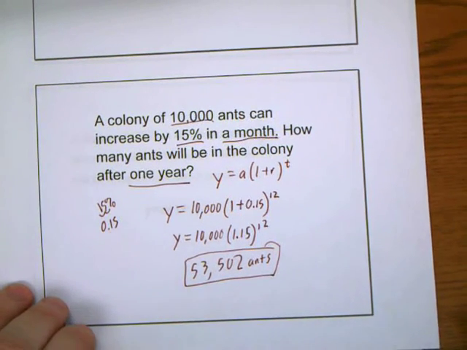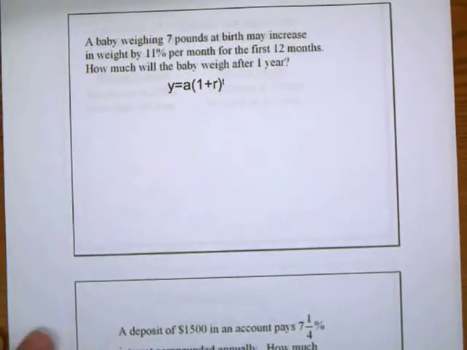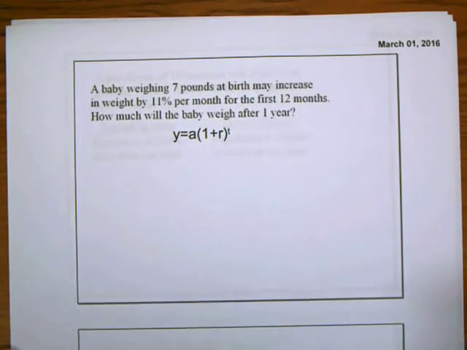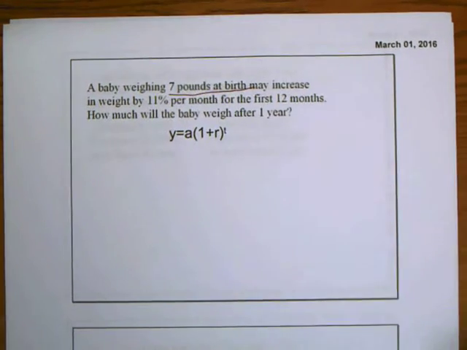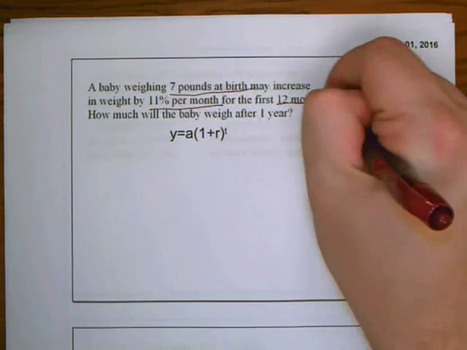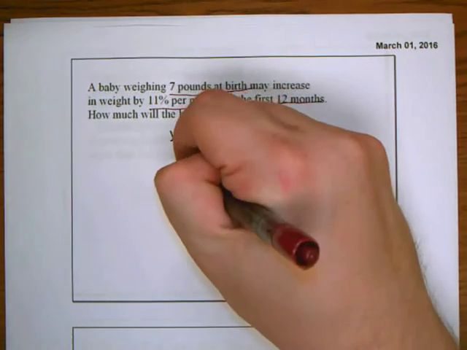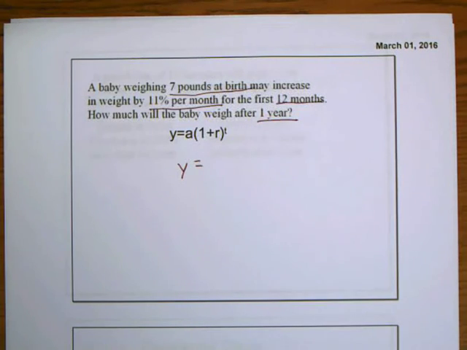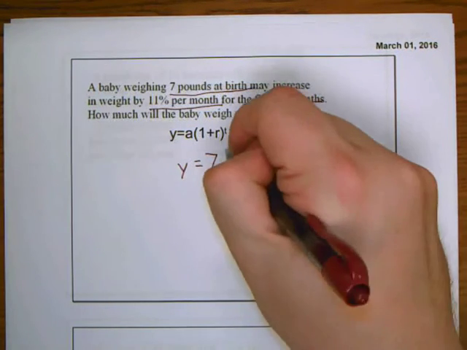Make sure you have that problem down, and we'll move on to the next problem. A baby weighing 7 pounds at birth, so I'm going to highlight my important facts here, increases in weight 11% a month for the first 12 months, and it wants to know how much will the baby weigh after a year. So we're going to set this up again. Our initial amount is going to be 7 pounds.